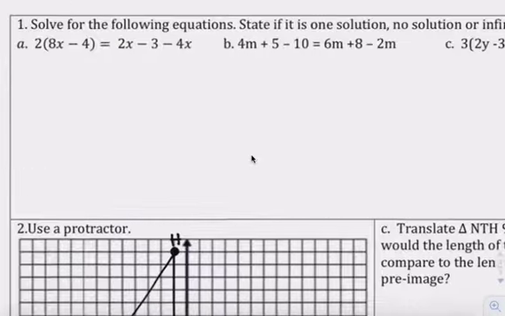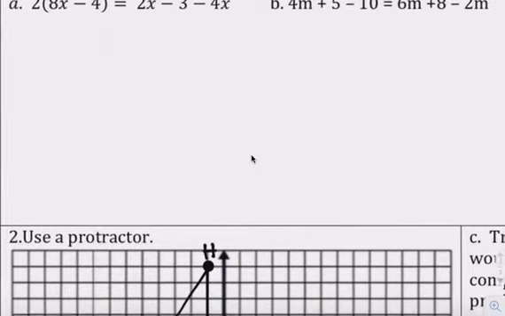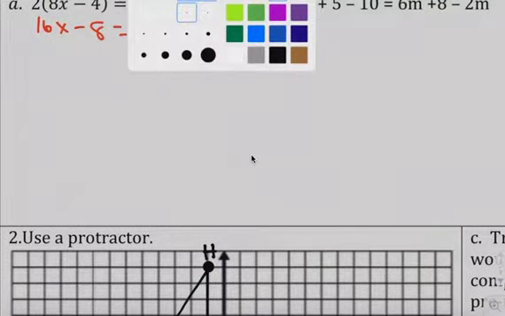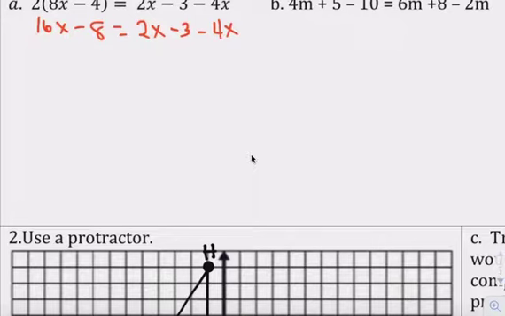Alright, this one for period 3, guys, we already did this. So the sub will pass out your paper with your name on it. But the rest of the class, for period 4 and period 5, we have not done this. So make sure you know how to do this.